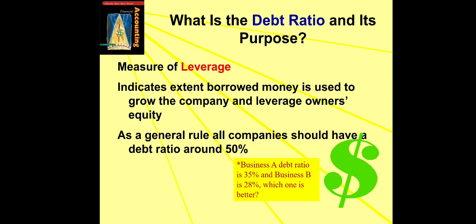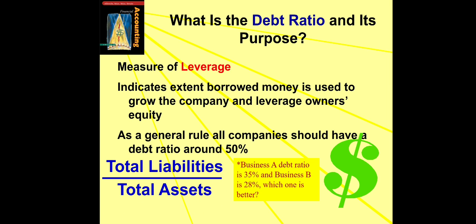Debt ratio is a measure of leverage, and it is related to debts. This ratio indicates the extent to which borrowed money is used to grow the company and leverage owners' equity. As a general rule, all companies should have a debt ratio around 50%. Okay, this is the formula to calculate debt ratio. The formula is total liabilities over total assets.